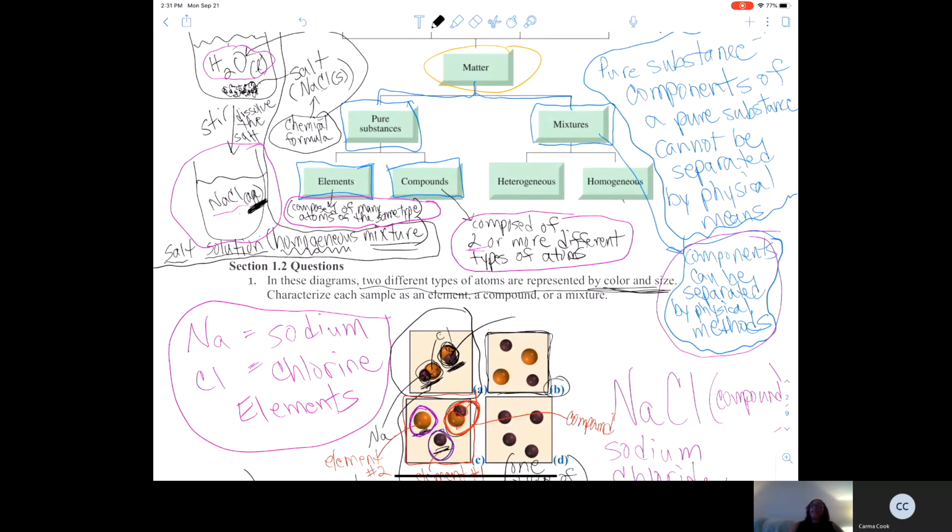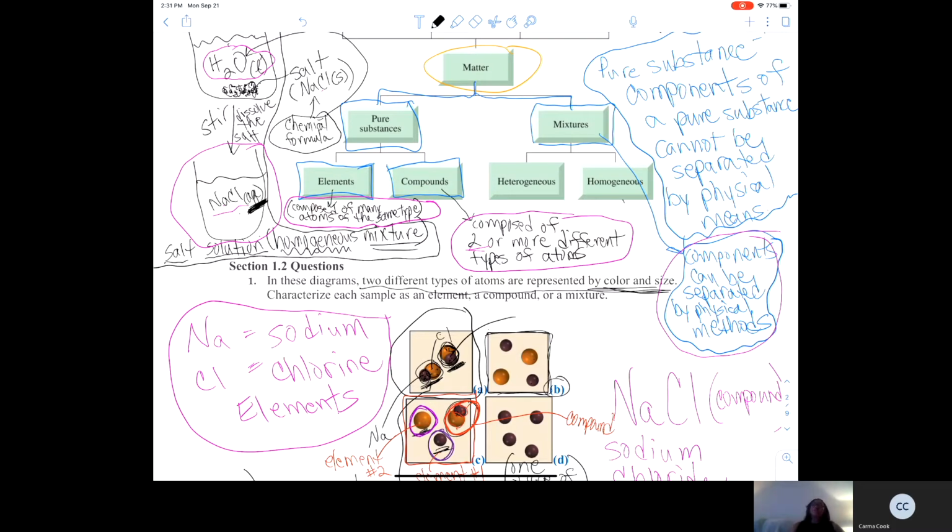Mixtures contain more than one type of pure substance. The different combinations that can be in a mixture are two or more types of elements, two or more types of compounds, or a mixture of elements and compounds can also make up a mixture.